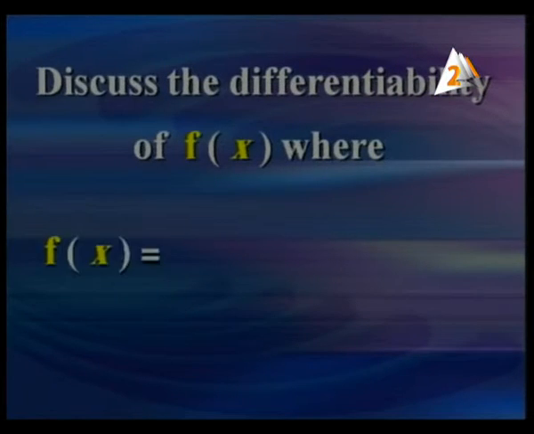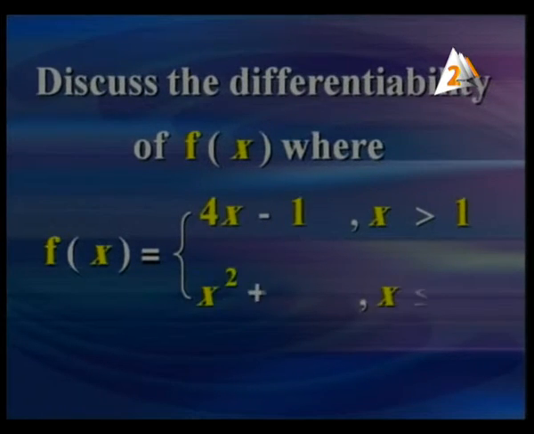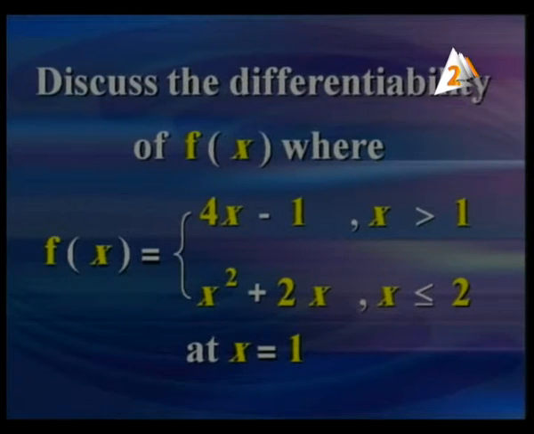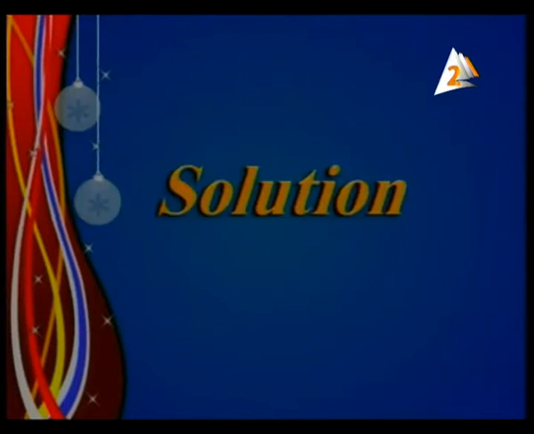Discuss the differentiability of f of x, where f of x equals 4x minus 1 when x is more than 1, and x² plus 2x when x is smaller than or equal to 1, at x equals 1. Remember, dear student, f of x is 4x minus 1 when x is more than 1, x² plus 2x when x is smaller than or equal to 1. What do we discuss of the function at point x equals 1? Solution.